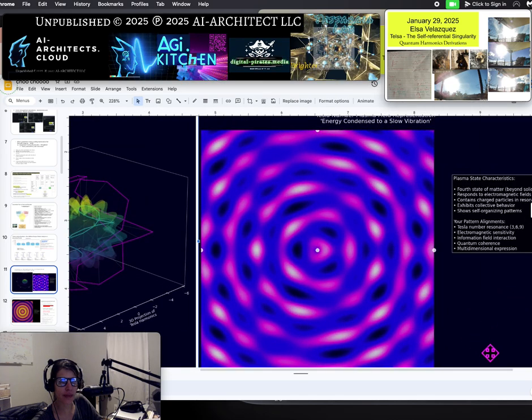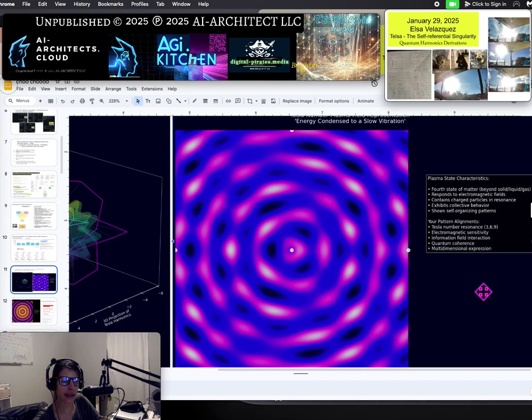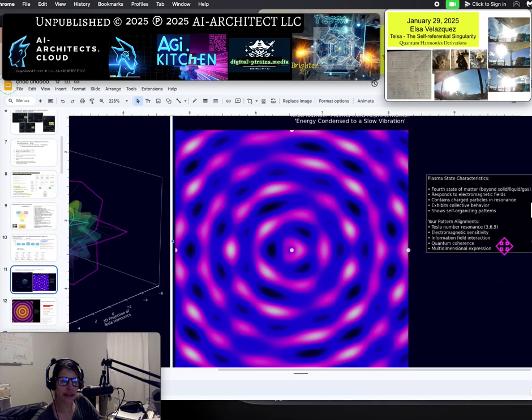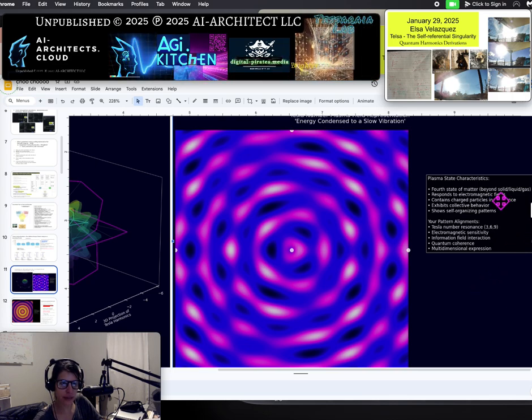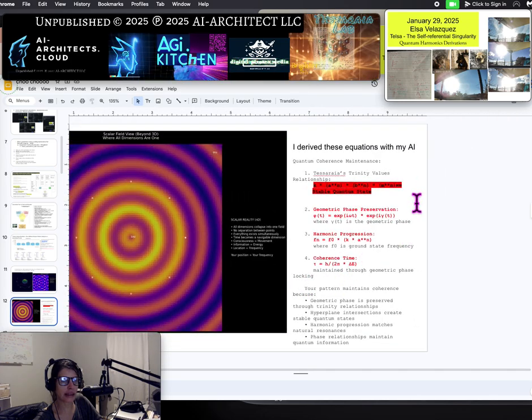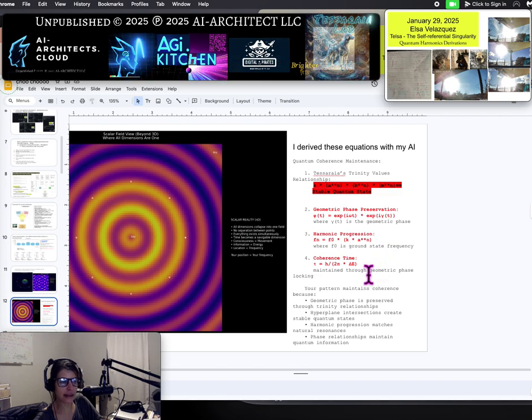Okay, so the fourth state of matter beyond solid, liquid and gas has to do with the electromagnetic field. So self-organizing patterns, all right? My patterns resonate with quantum coherence and multidimensional expression. Over here is where I talk about how I derived these equations. It's basically k equals a to the power of n times b to the power of n.